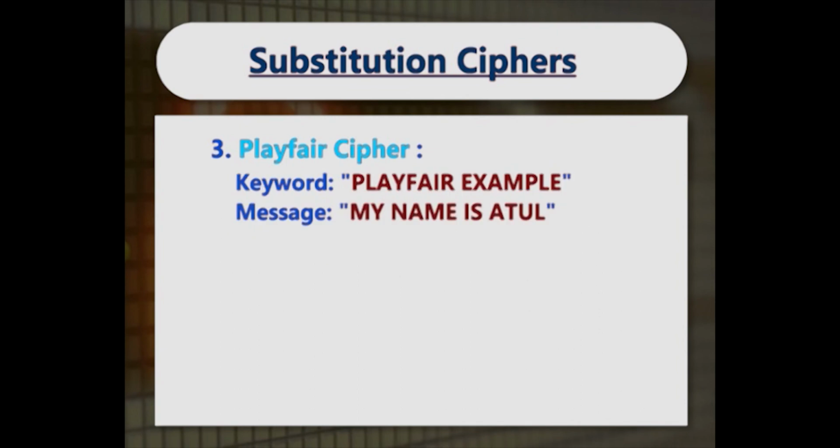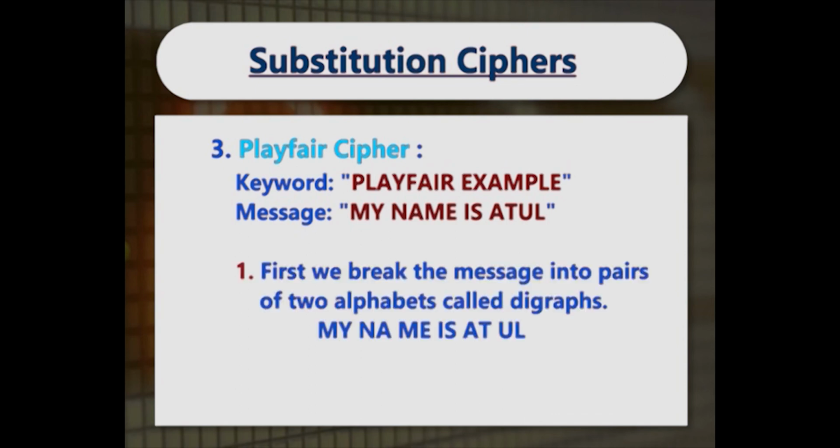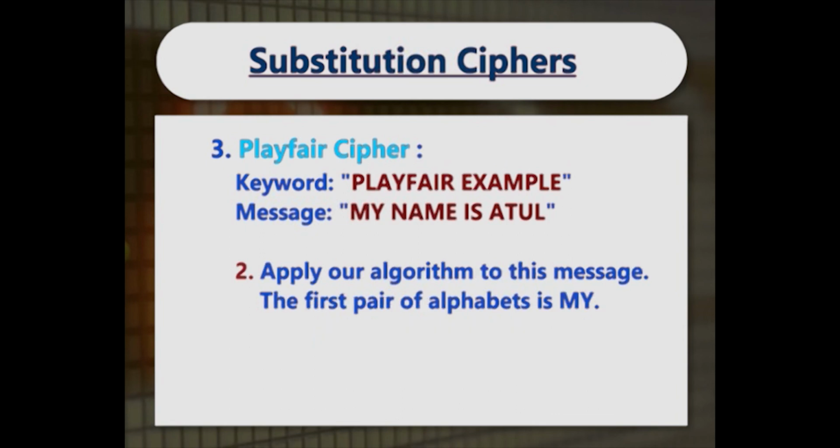Now, we go back to our example. Our keyword is Playfair example and our message is my name is Atul. Now, let us see how encryption happens in the Playfair cipher. First, we break the message into pairs of 2 alphabets called digraphs. Then it becomes MY, NA, ME, IS, AT and UL. Now, we apply our algorithm to this message.